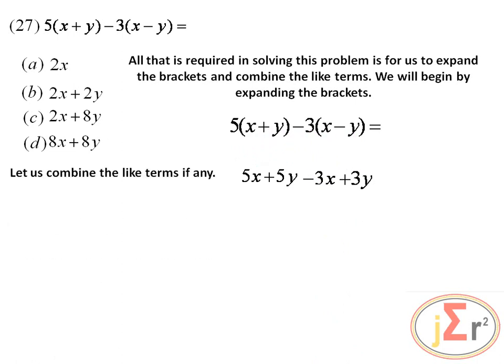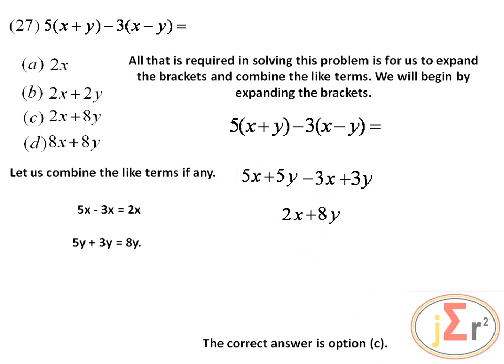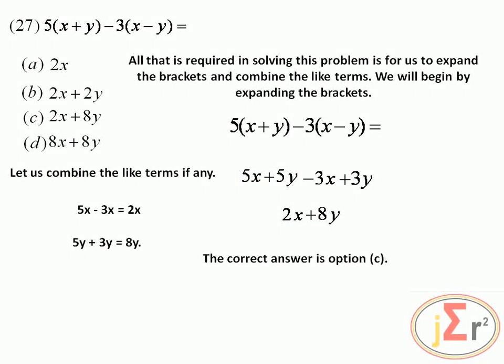After that, let us combine the like terms, if any. So we identify the like terms and combine them. We have 5x minus 3x, that is equal to 2x. Then we have 5y plus 3y, that is equal to 8y. The correct answer is option C.